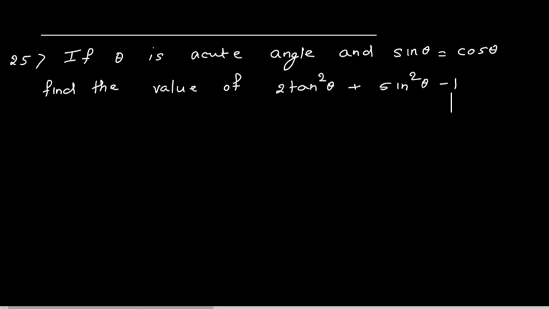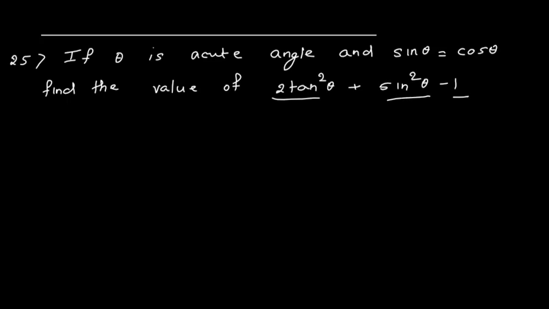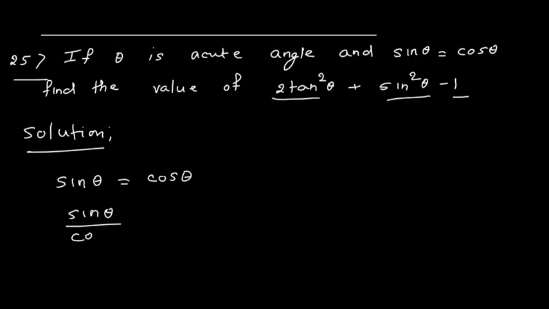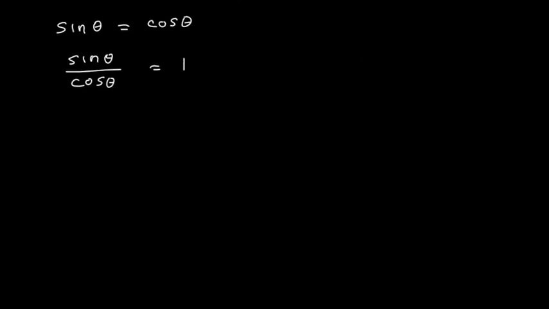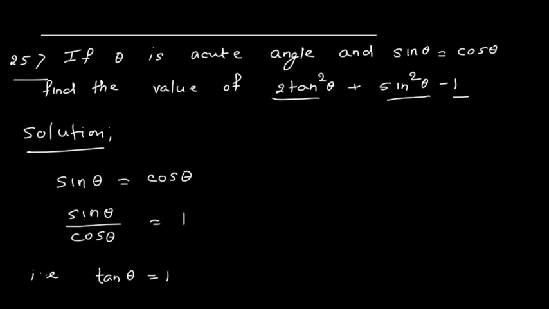If theta is an acute angle and sin theta is equal to cos theta, find the value of 2 tan square theta plus sin square theta minus 1. Now what is given? So 25, it is given that sin theta is equal to cos theta. So we divide both sides by cos theta. What we get? We get sin theta upon cos theta will be equal to cos theta upon cos theta, which is 1. So sin theta upon cos theta is 1, that is, tan theta is 1. So the value of tan theta is 1. So we got the value of tan theta.